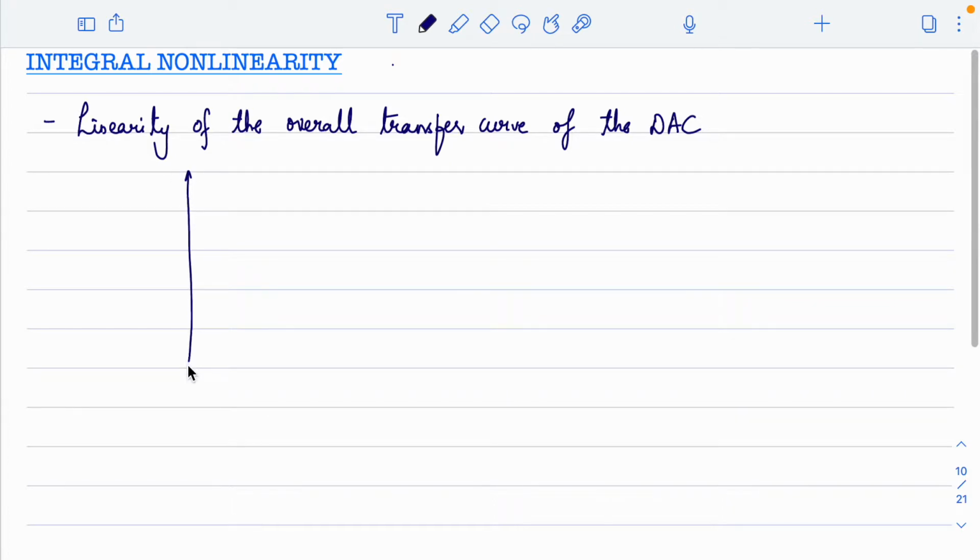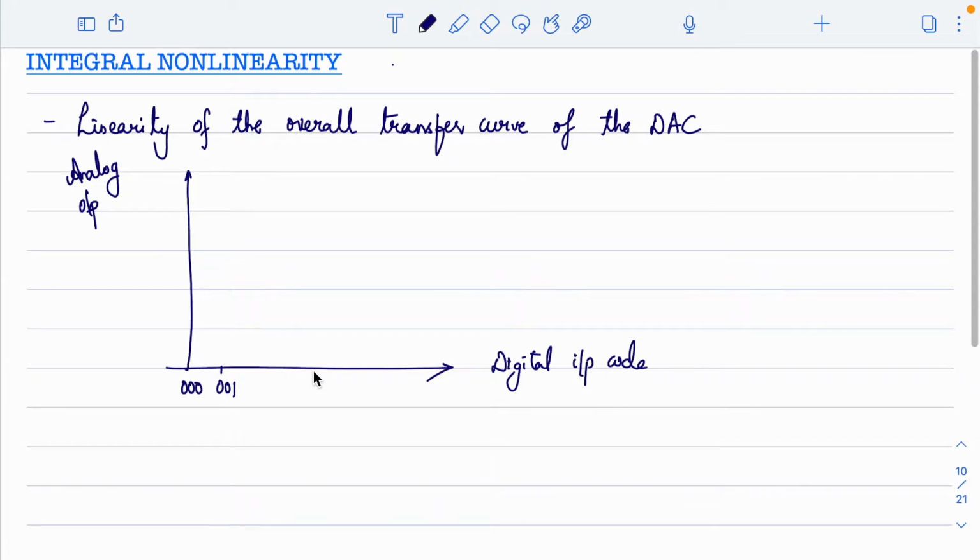So if you look at the transfer curve of a DAC, we know that here we'll have the digital input code, and this is where we have the analog output, which is usually written not as the output, but rather as output by VREF. We are normalizing it with reference to VREF, right? The digital input code varies from 000 to 111, and I am considering a 3-bit DAC as an example. We know that the DAC should be monotonic, so for every bit change there should be a corresponding change in the analog output, right?